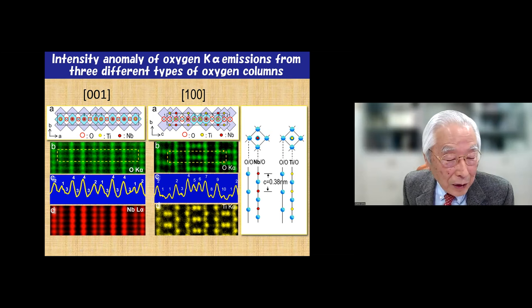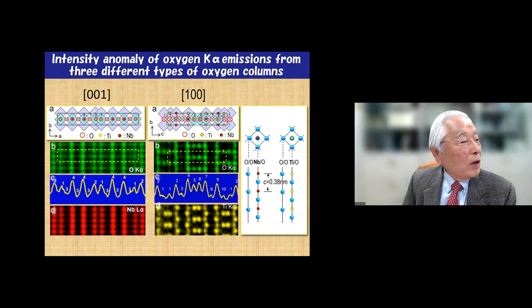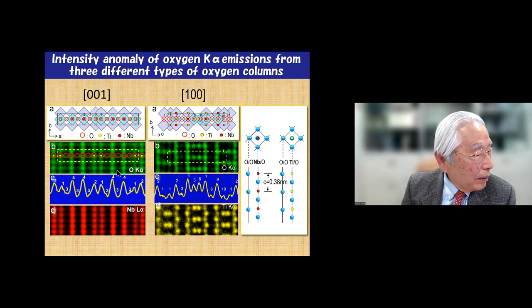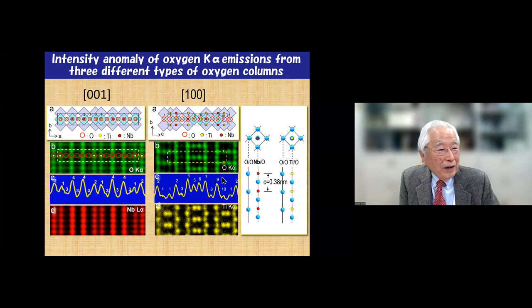This gives us a great difference in contrast for the oxygen images. We have the same number of oxygen, but the images are quite different. Almost no oxygen is similar here, and the red one, the niobium site, gives us the highest oxygen contrast. In the 100 direction, we can also see the same result, and this is the titanium image and the niobium image.